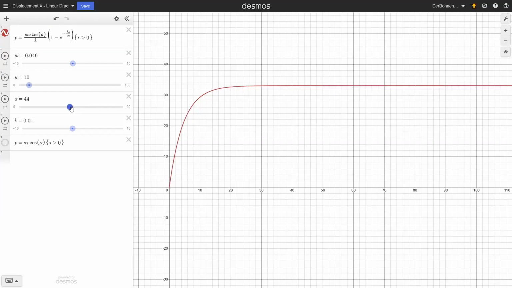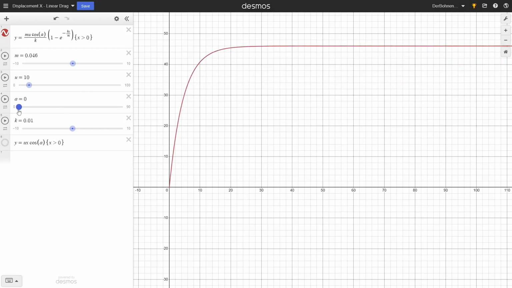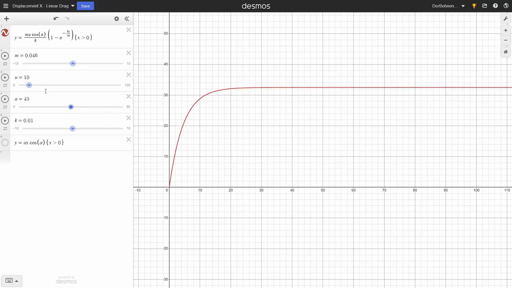And you can see if we decrease the angle to be 0, that's obviously going to be the farthest scenario, because it's only going in the x direction. And again, if we make it 90, it's going to be a straight line, because it's not changing in the x direction, because it's going straight up. And if we increase the initial velocity, it goes further.